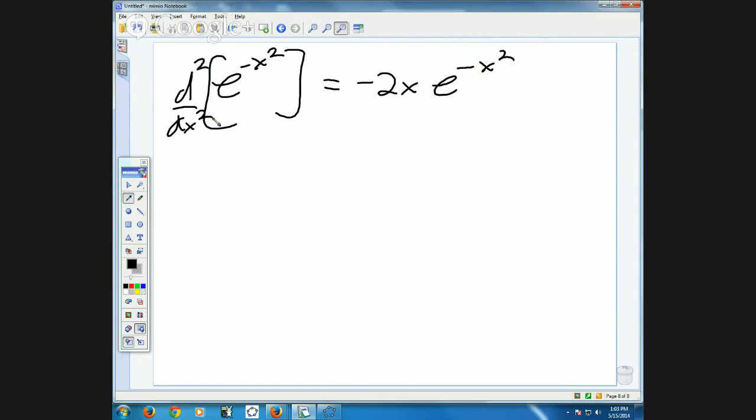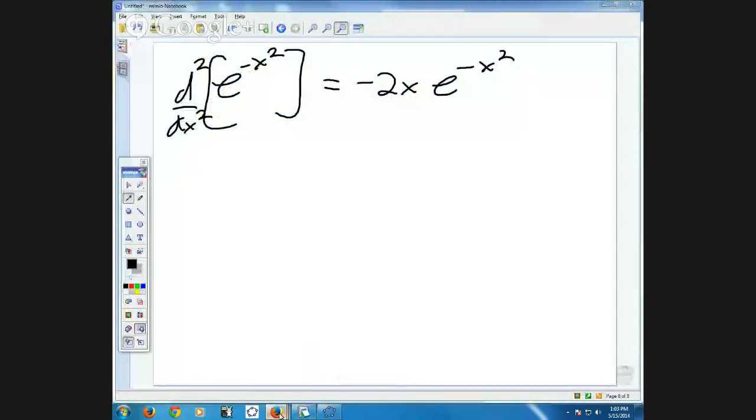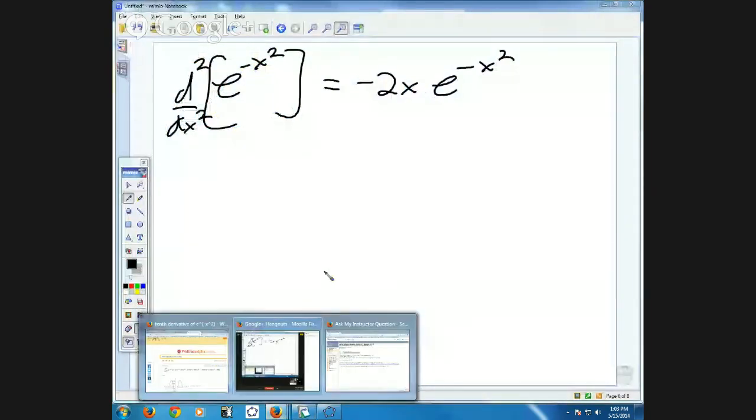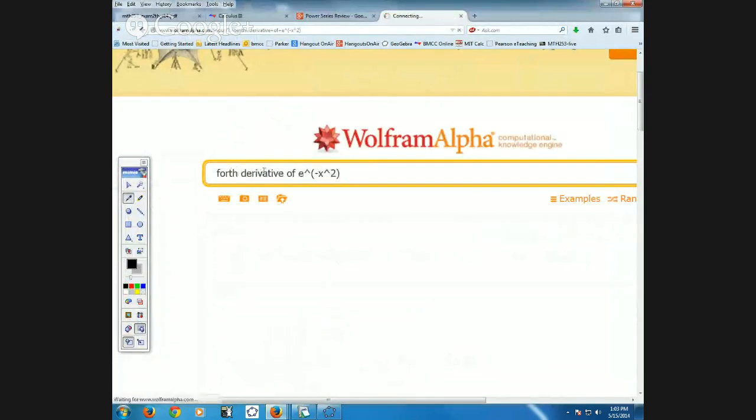So we went to the third, so we need the fourth, so I'm going to ask Wolfram Alpha for the fourth. We're multiplying it, so now you have the product rule and the chain rule. Oh, because there's an x. I don't want to do that. Yeah, I agree. Use Wolfram.